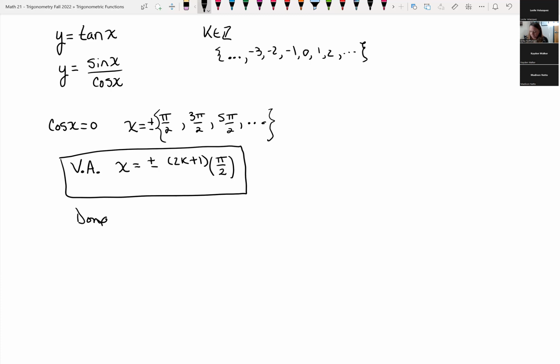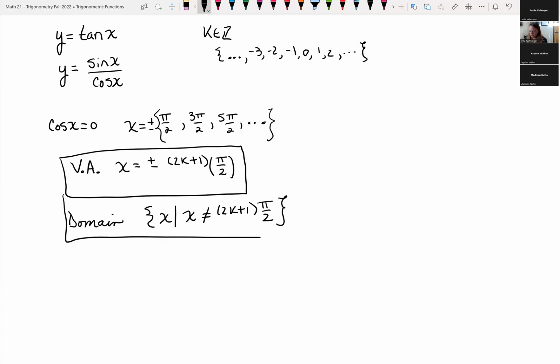So our domain is all real numbers except those. So writing that in set notation: x such that x cannot be 2k plus 1 times pi halves, and k is an integer. And our normal period for tangent of x, recall, is pi.